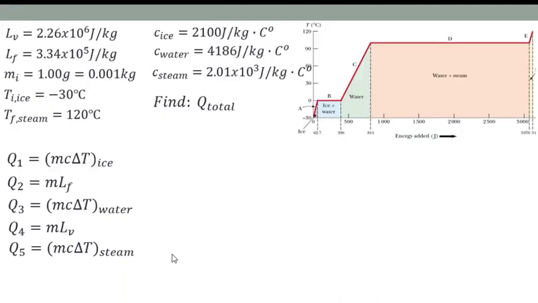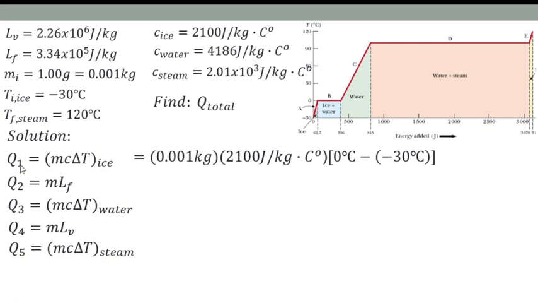And we are now ready for the substitution of our data. So let's start with Q sub 1. To calculate the amount of heat needed for the ice to change its temperature from negative 30 degrees Celsius to 0 degrees Celsius, we will be using mc delta T, which is the mass of ice times c, the specific heat capacity of ice, times the change in temperature, which is the final temperature of 0 minus the initial temperature, which is negative 30 degrees Celsius. Calculating for Q sub 1, we will have 63 joules.